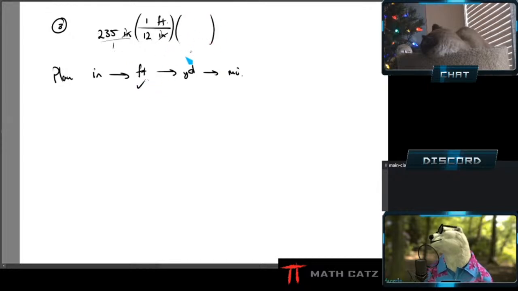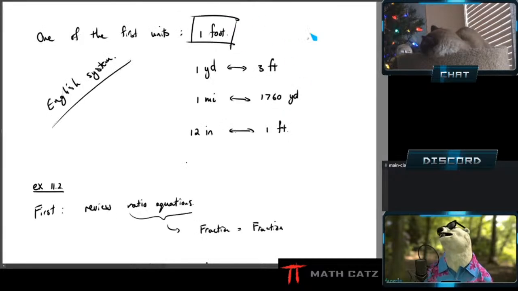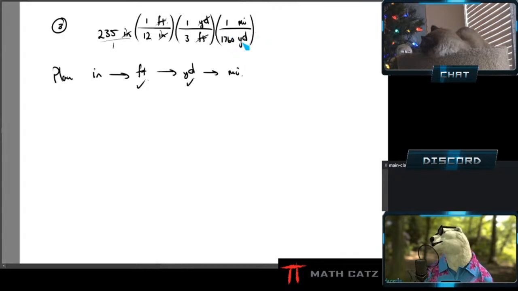Now I have to convert that to yards. I'll go feet at the bottom, yards at the top, 1 yard, 3 feet. The feet unit cancels for the foot unit. Now I'm currently in yards. I need to do one more to get to miles. Yards will be at the bottom for that reference pair, miles at the top. 1 mile, 1760, I look it up. Yards. Yard unit cancels. I am in miles correctly.